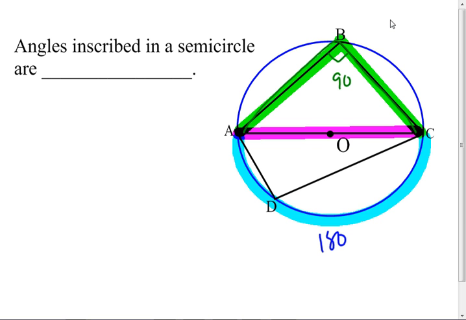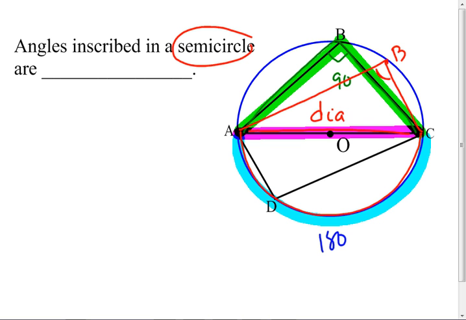Some of you may say, well, it's just the way you drew it. Let's draw another one. Let's put B over here. This angle right here is half of this intercepted arc. So it's still 90. So if you inscribe an angle in a semicircle, this is going to have to be the diameter, then the angle is always a right angle. So angles inscribed in semicircles are right angles.